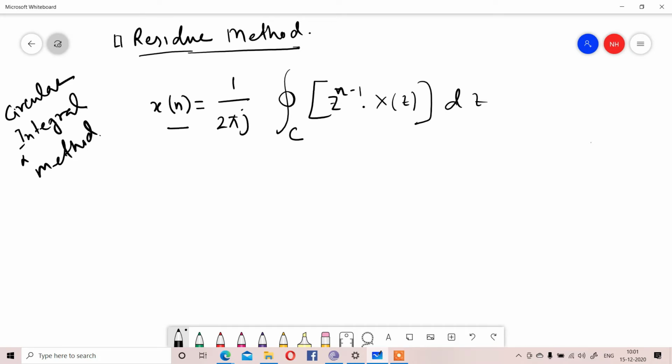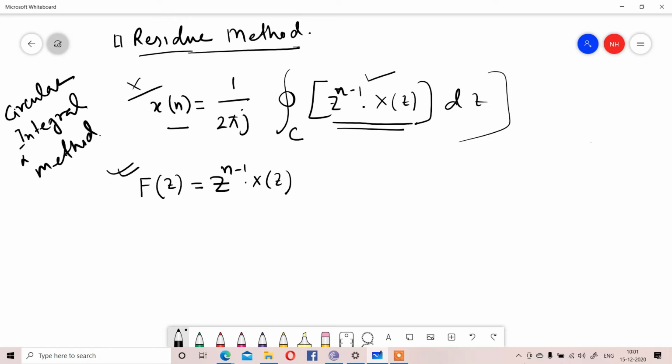And if you want to use the residue method in spite of using that equation, you just need to consider that part, z^(n-1) X(z), and that part is defined as F(z). Keep in mind, F(z) equals z^(n-1) times X(z). For the residue method, we don't need to consider the total formula because that is a very complicated formula to solve. So you know the value of F(z).